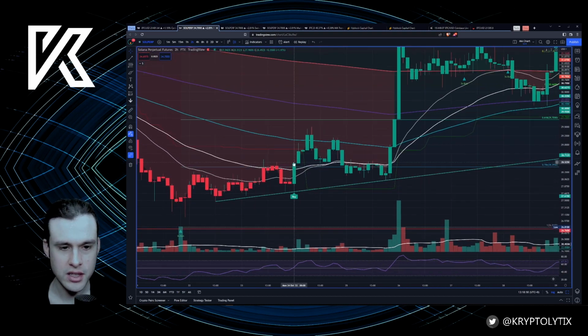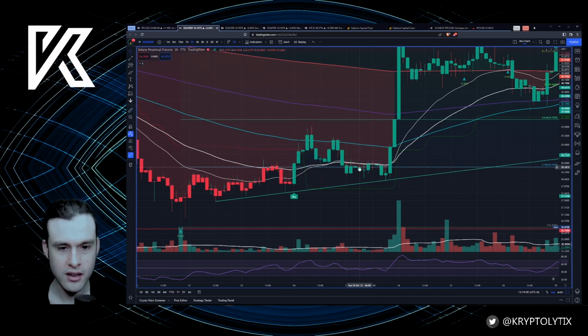Next position would have been here, buy signal, we retested here. So being that close to the 21, I probably would have just taken this, because as I said, I like to front run about 0.5% anyway. So I would have taken that. My first profit point would have been here at 2.12.